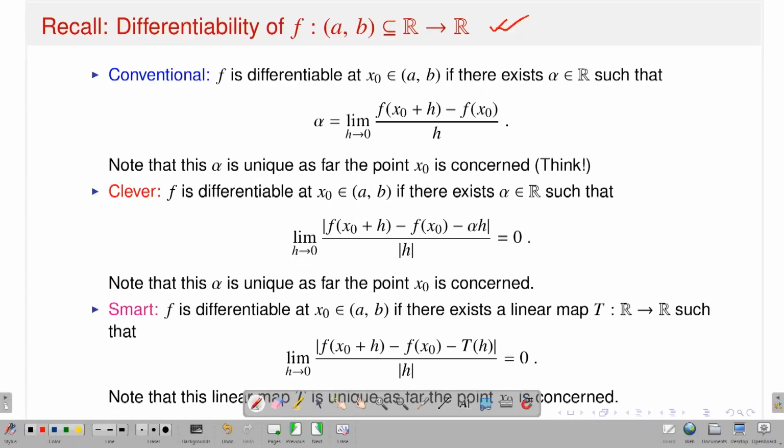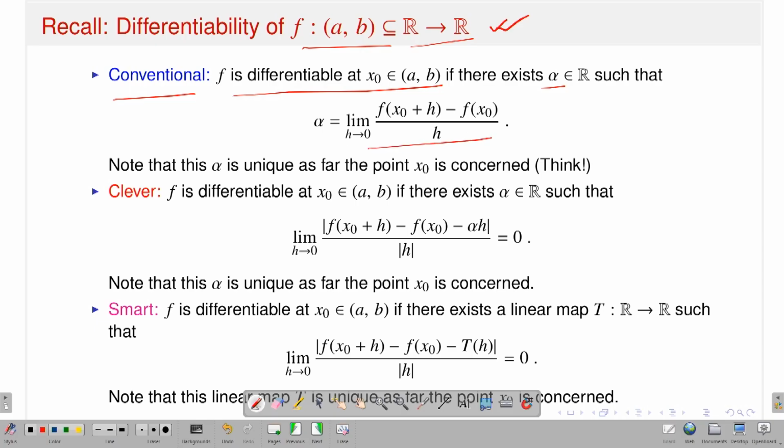First, think about the definitions of differentiability from R to R that you are familiar with. So, recall the differentiability of f from (a,b), a subset of R, to R. This is the conventional definition. Suppose f is differentiable at the point x naught in (a,b) if there exists an alpha such that this limit exists, and I will say that this is nothing but the derivative.